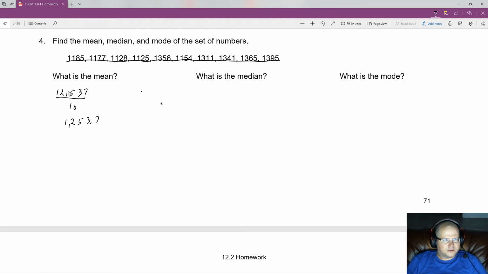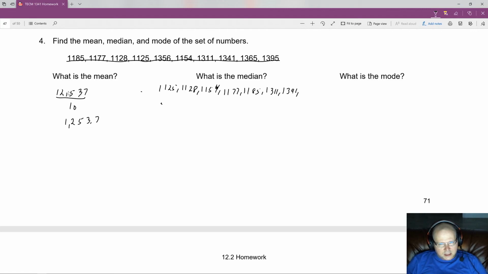1, 2, 3, 4, 5. So first we would have to put these in order. So for instance, we would do a 1,125. I'm going to run out of room on this probably, but 1,128. Then we were going to do 1,154. And then 1,177. And then we have to do 1,185. And then we do 1,311.